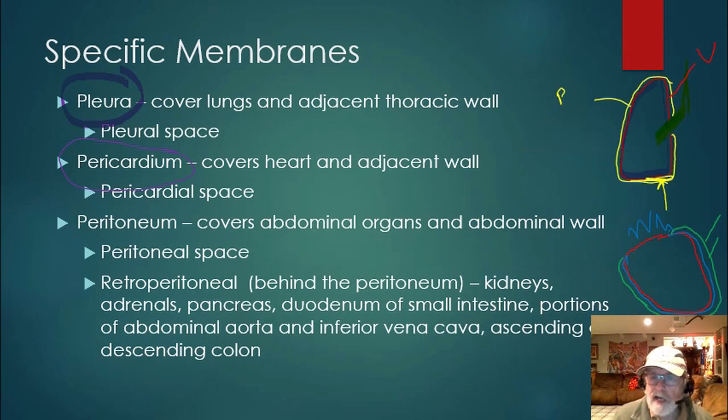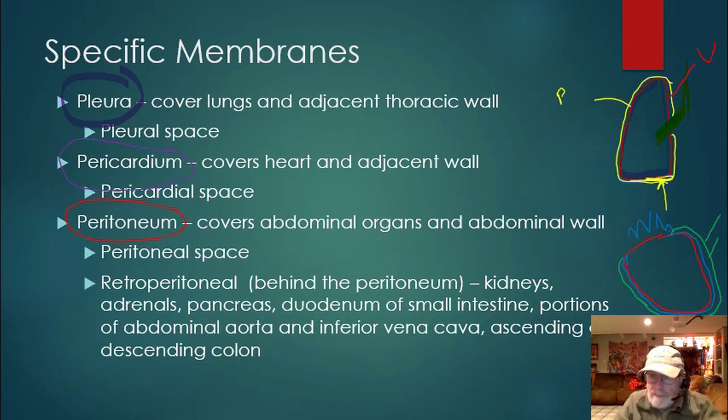Okay. Inside the abdomen, we have another membrane, and that other membrane in the abdomen is called the peritoneum. Now, this is a huge one. Have you ever heard of peritonitis? When somebody has peritonitis, it means that the peritoneum becomes inflamed and irritated because of infection or something like that. And that peritoneum actually covers the whole inside of the abdominal wall.